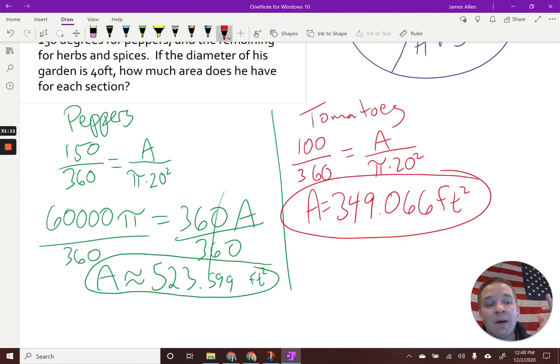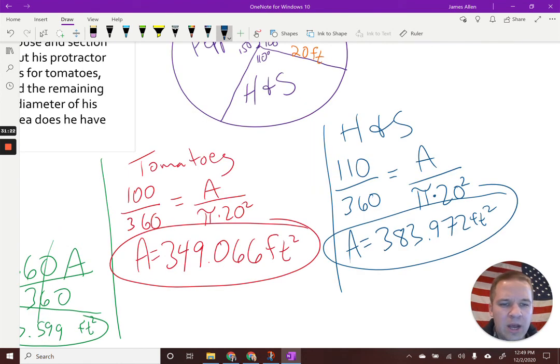All right, for the next one, the herbs and spices, I'm going to let you guys set this one up on your own and solve it. So pause the video, try that, and then you'll see the answer pop up here momentarily. Did you pause it? Okay. And there we have it, 383.972 feet squared. Whew. Nice. Very, very wonderful.